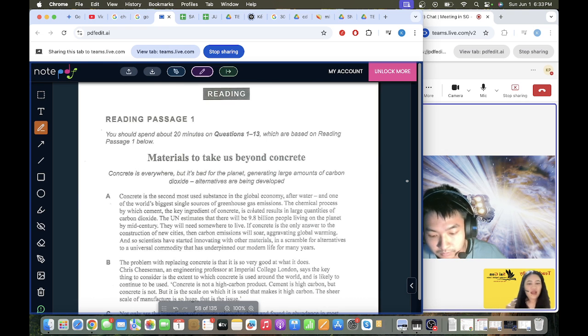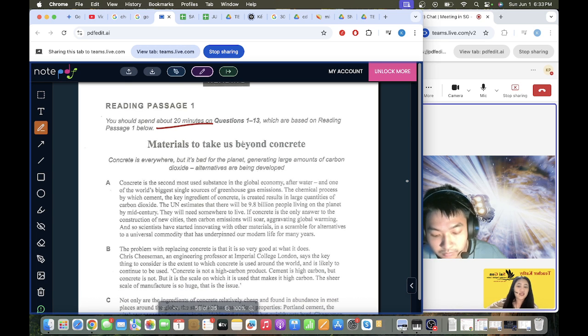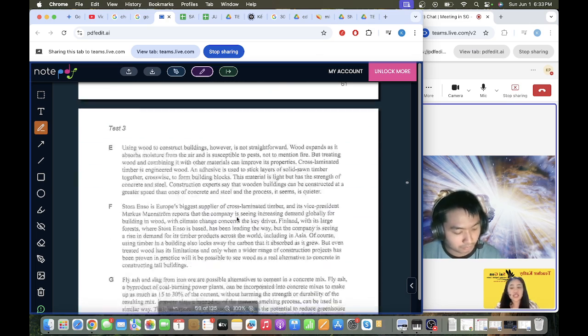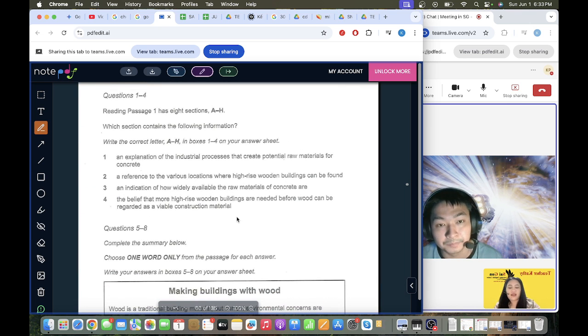Okay. Now we are going to move on to the first reading passage. In here, Tom, you're going to read about 20 minutes. Read this reading passage, and you're going to answer questions 1 to 13. Since we still have the time, I am going to give you 20 minutes to do this one, just as the instruction says. So we are going to check your answers by 5:53.